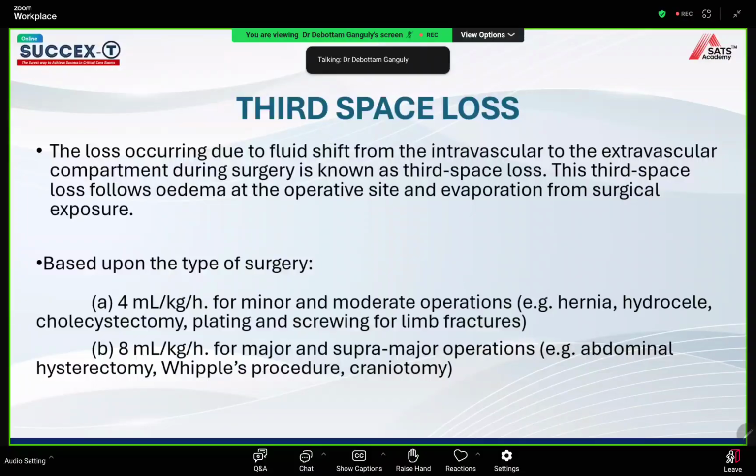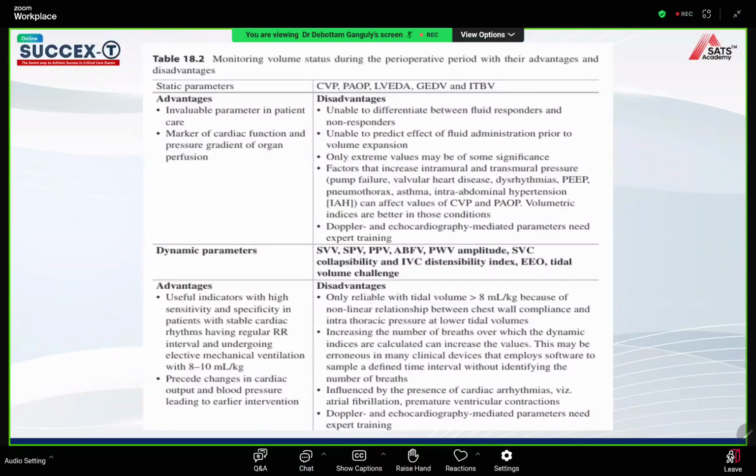So we have practiced all these things. There are multiple formulas for calculation of fluid based on the surgery. It's around 4 ml per kg per hour for minor or moderate surgery, and it is 8 ml per kg per hour for major or supra major operations like abdominal hysterectomy, Whipple surgery, and craniotomy.